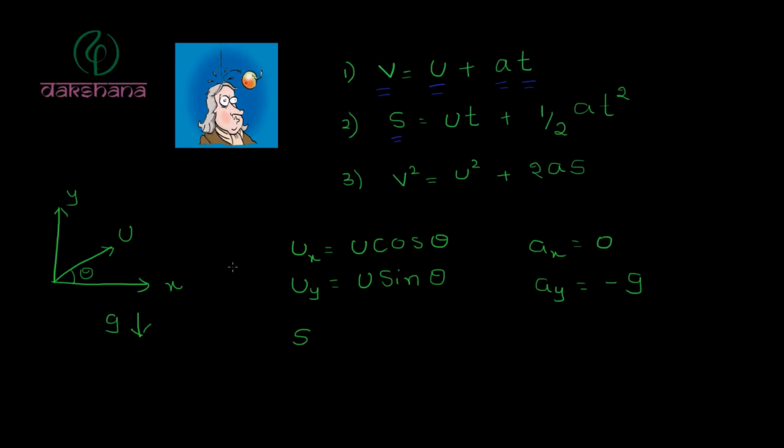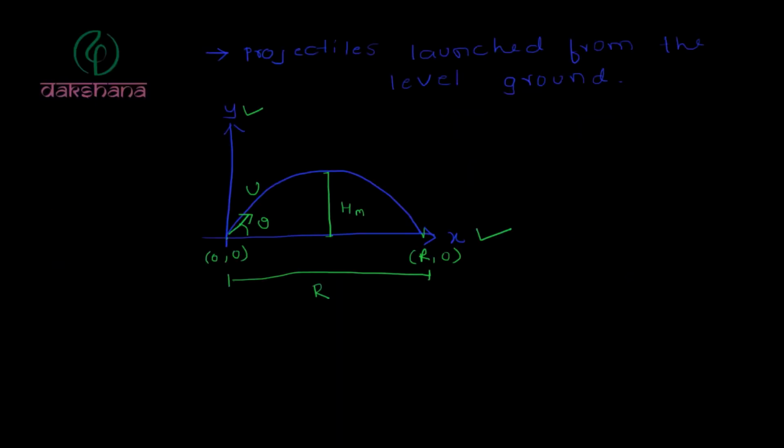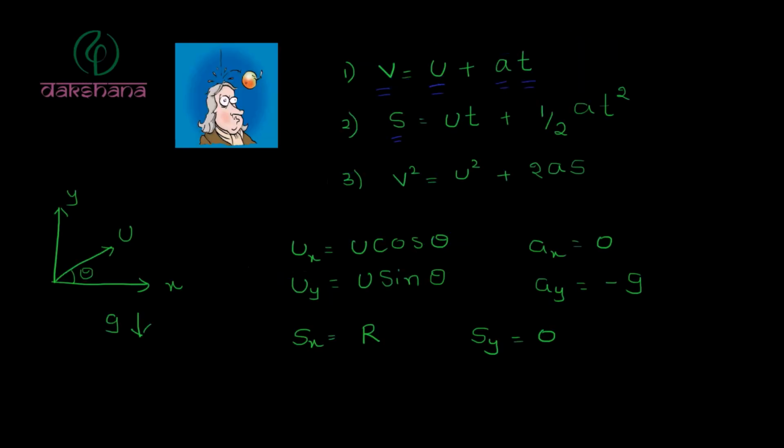And total displacement in x direction is, as we saw, r, because it was moving from 0 to r, whereas in y it is 0. In order to clear that, look at this. In x direction, this is the displacement, which is equal to r, from 0 to r, whereas in y direction the displacement is 0 because it is starting from 0 and ending at 0. So sy is 0.